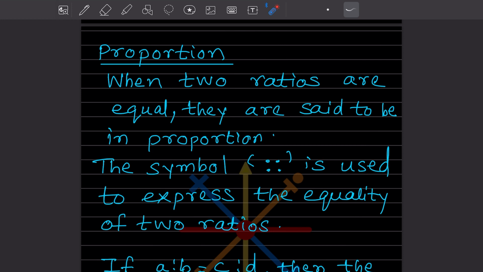When two ratios are equal, they are said to be in proportion. I will give you an example later on. For this we use this symbol. Can you see these four dots over here? This symbol is used to express the equality of two ratios.